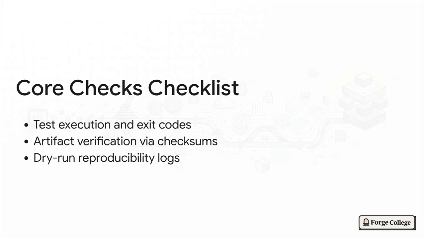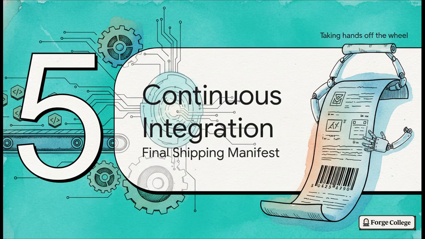During this whole dry run phase, your script is basically acting like a ruthless quality control inspector. It should automatically validate core checks, ensuring test execution exits with correct non-zero codes on failure, verifying that your artifact checksums match your expected compiled bytecode perfectly, and guaranteeing that your dry run is 100% reproducible with full, highly detailed logs. Which brings us seamlessly to Section 5, continuous integration.